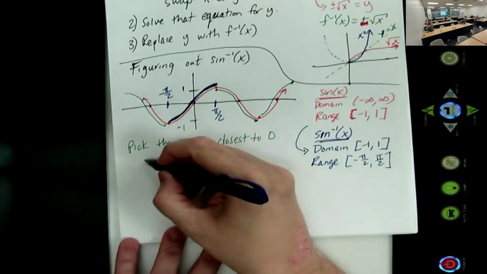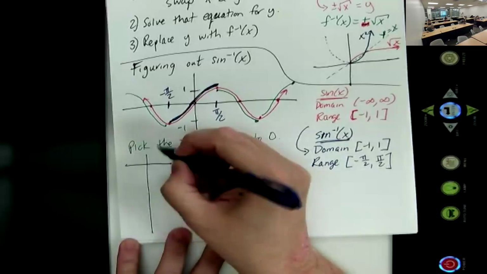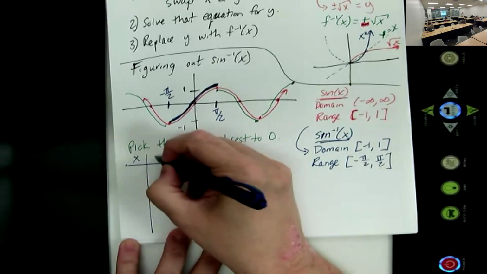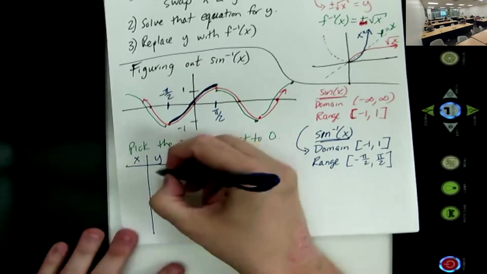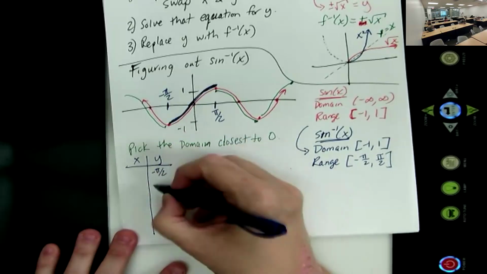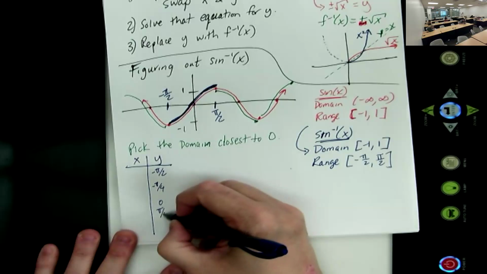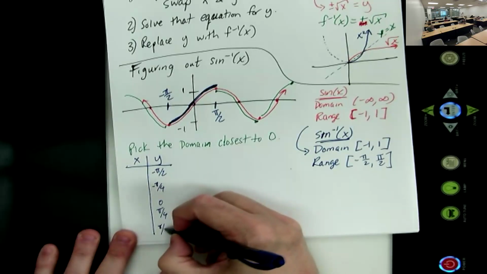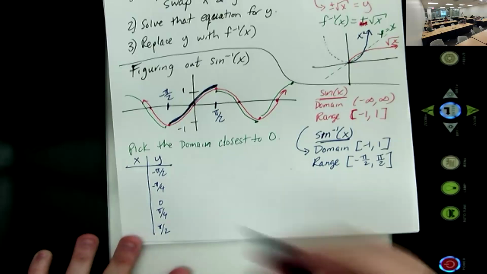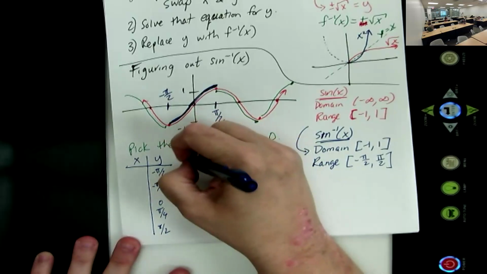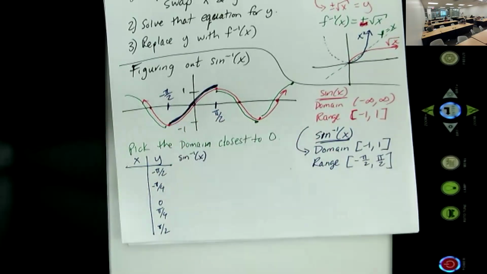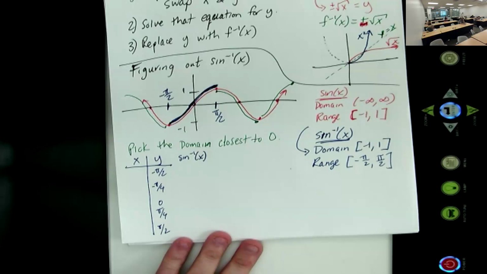And if we think about how that looks, negative pi over 2, I'll say negative pi over 4, 0, pi over 4 and pi over 2. We're gonna look at sine inverse, this graph. Make a little table real quick. The easiest way to do these is plug them into the original and figure out what the values are.